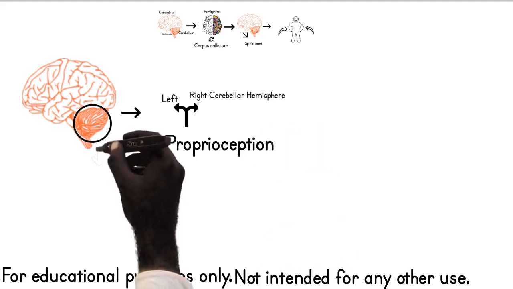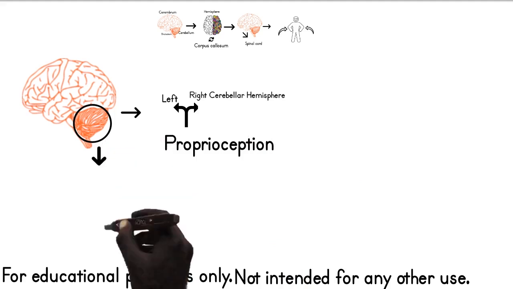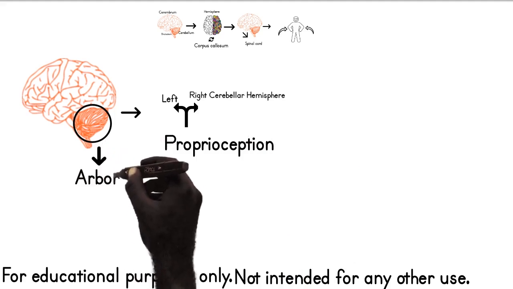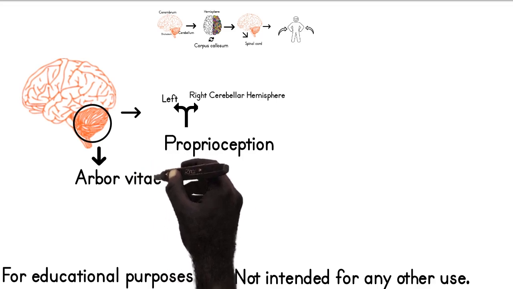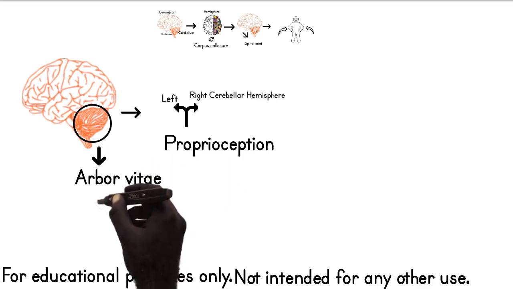When we look at the inside of the cerebellum, we'll see that the middle of it, just the matter of the cerebellum, is known as the arbor vitae. And this is the white matter of the cerebellum.